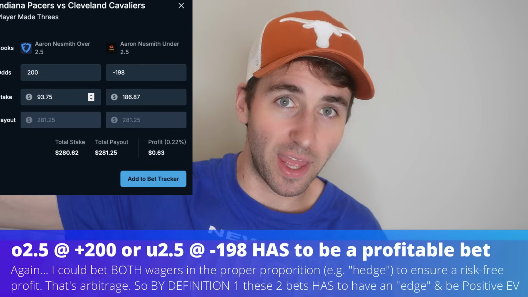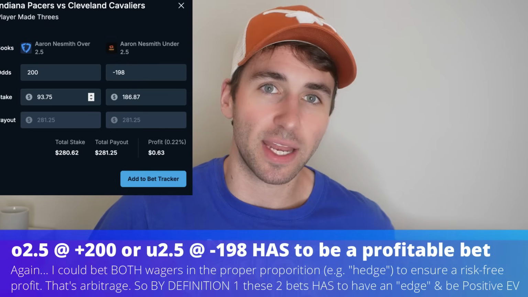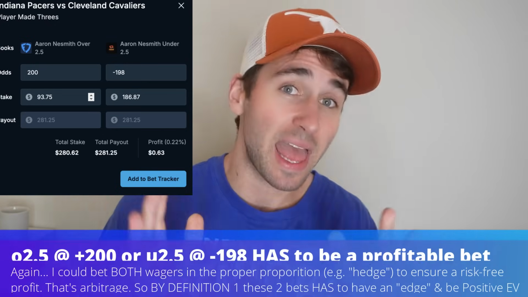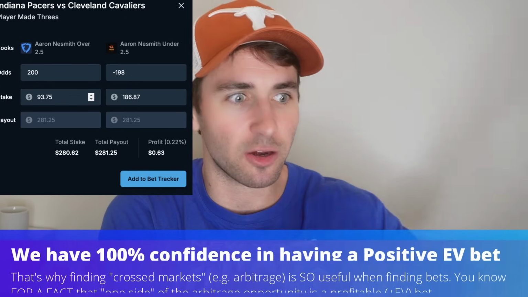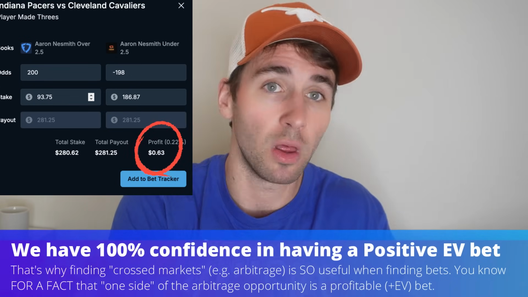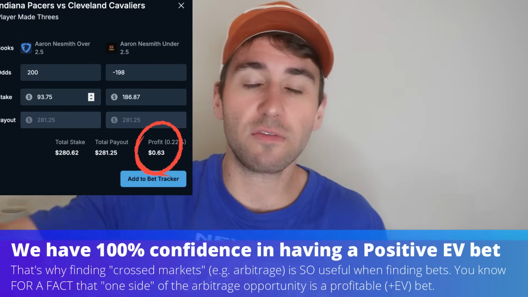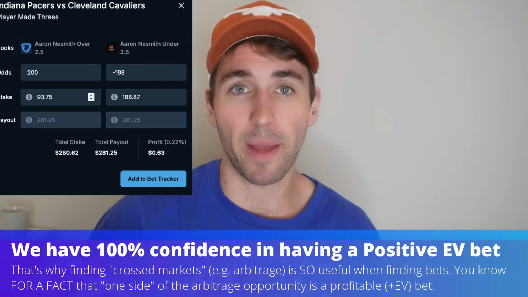Either the over on FanDuel at plus 200 or the under on Rebet at minus 198. One of the two bets has to be, by definition, a profitable plus EV, positive EV wager. Because again, I could just bet both of them following an arbitrage calculator and guarantee a profit. In this case, the profit's very small, but the point holds. One of these two bets, either FanDuel or Rebet, has to be a profitable bet.